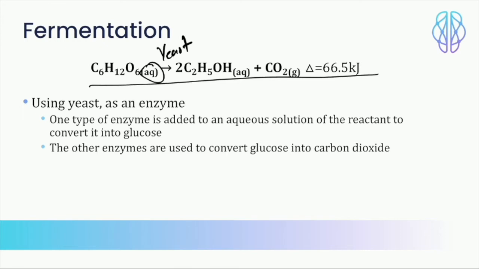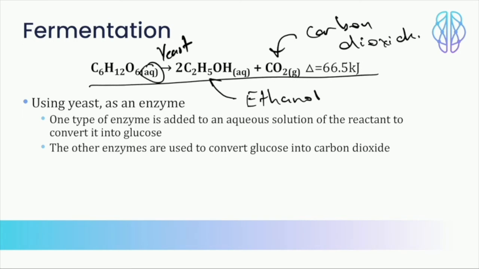You're going to dissolve that glucose in water, and with the help of the yeast or yeast enzymes, you're going to make alcohol or ethanol and CO2, so carbon dioxide. And it's important to also state a couple of reaction conditions. This has a positive enthalpy, so this is an endothermic reaction.